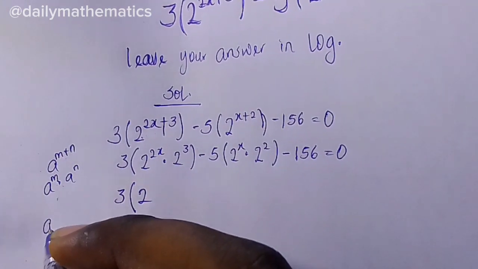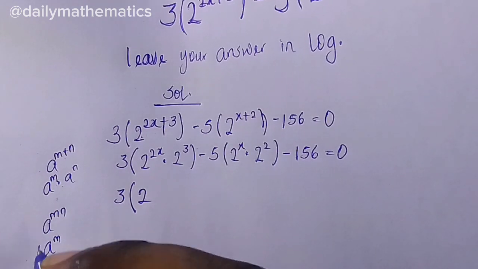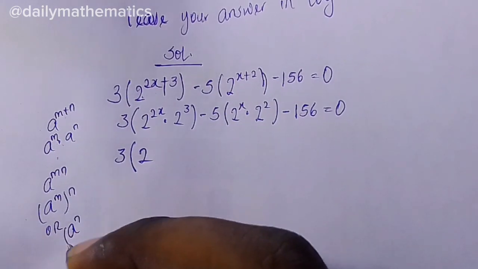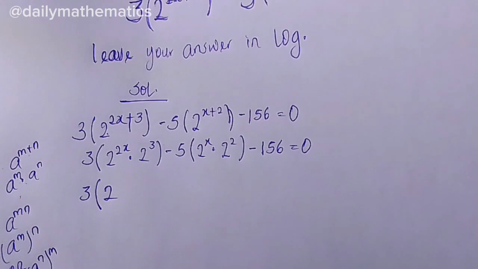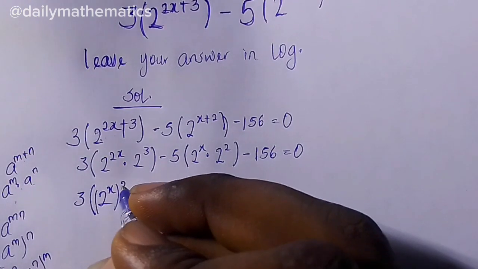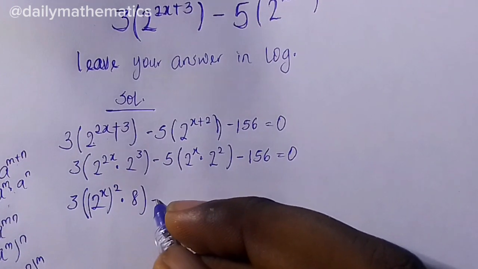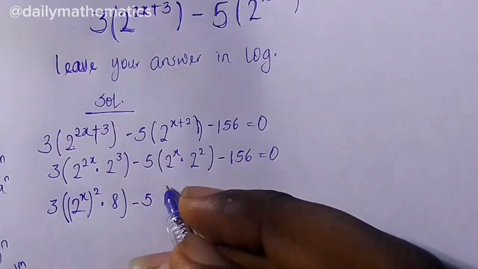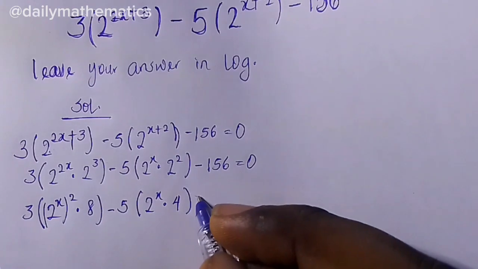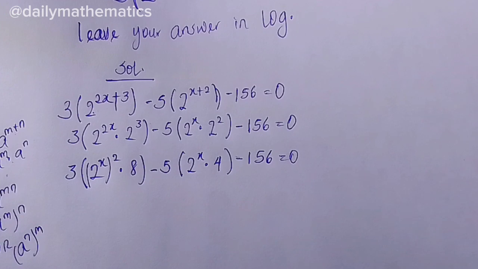Remember another law, that when we have a raised to the power of mn, it can be written as a raised to the power of m raised to the power of n, or a raised to the power of n raised to the power of m, anyhow it wants to be written. So we can write this as 2 raised to the power of x, raised to the power of 2, multiplied by 8, and from here minus 5 bracket 2 raised to the power of x multiplied by 4, that's 2 squared, 4, and then we have minus 156 equals 0. All right, so now what's the next thing we're going to do?